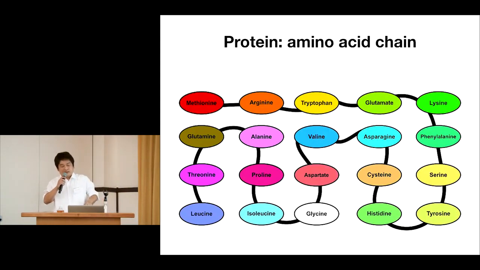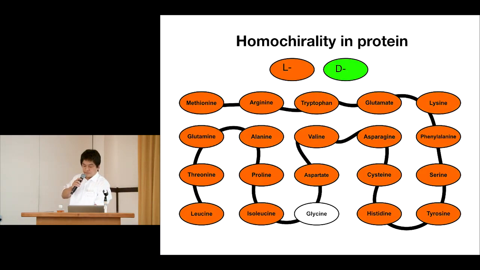Back to the protein, the amino acid chain. I separate the L amino acid and the D amino acid in our body. All of the amino acids are L amino acids. Just glycine doesn't have chirality, but 19 of the amino acids are only in L form.